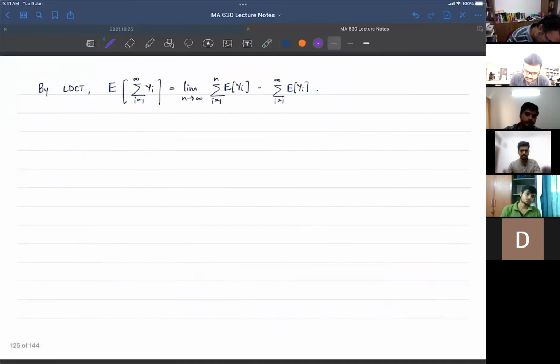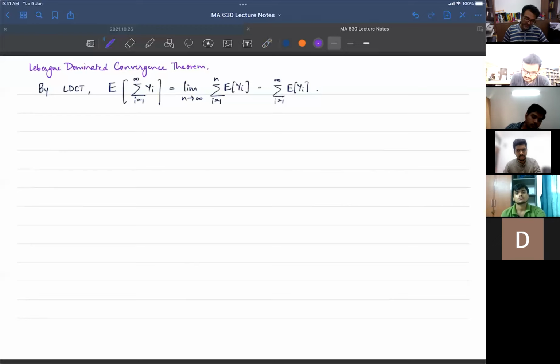So this is LDCT. This is, of course, the Lebesgue dominated convergence theorem. All right, so by the Lebesgue dominated convergence theorem, you have the desired claim, which is that the expectation of the sum, i going from 1 to infinity, of Yi. Remember that this is simply S.